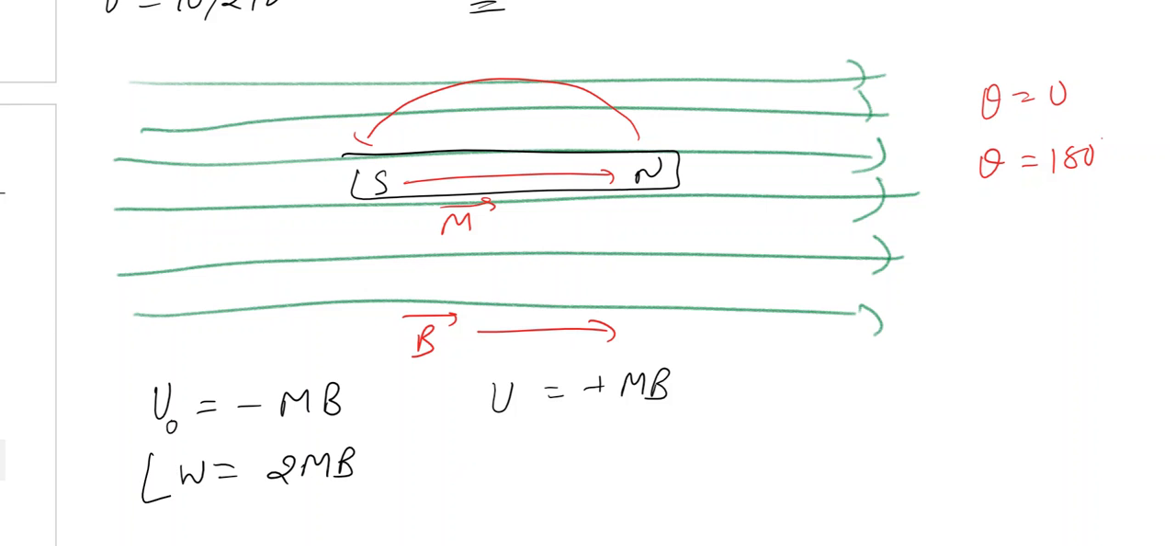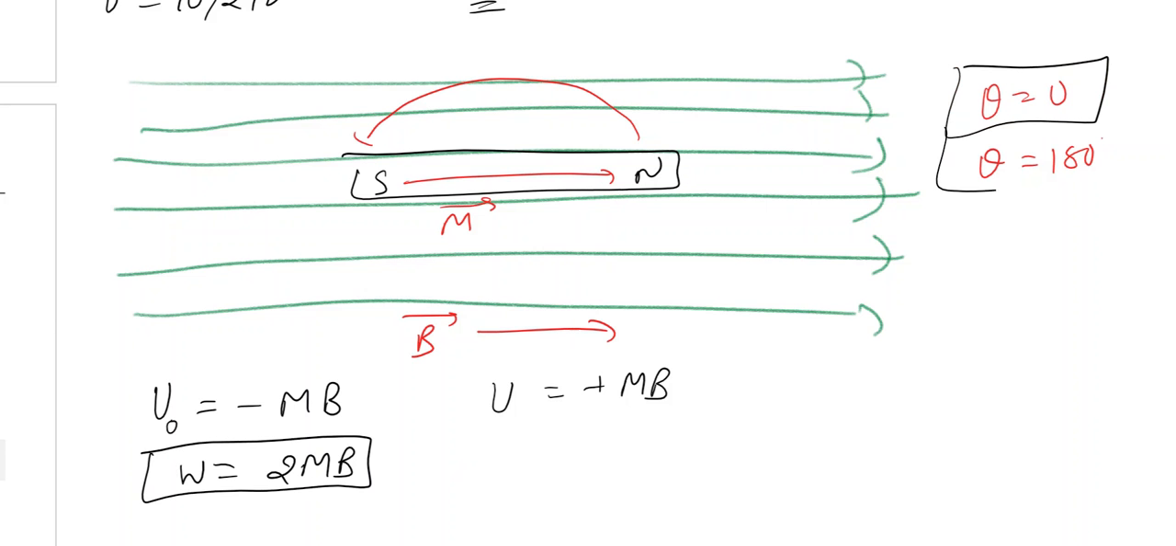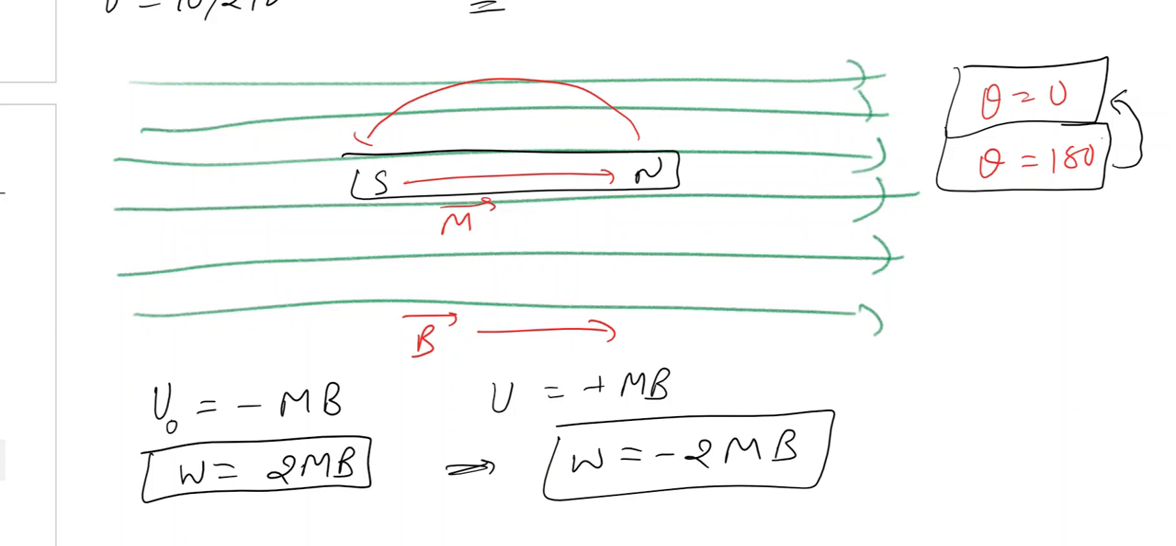So 2mB work I'll have to do if I want to take it from this situation, theta equal to 0 to theta equal to 180. And what if I want to take it from 180 to 0 degree? In that case, work done will be minus 2mB, because the dipole will go by itself. You just have to flip it and it will go by itself.